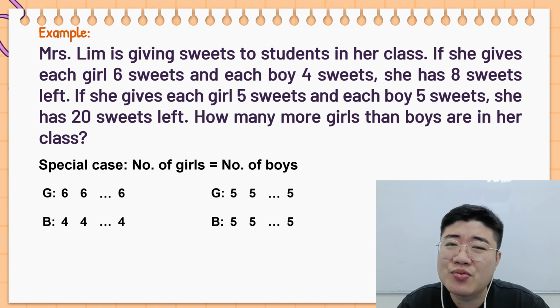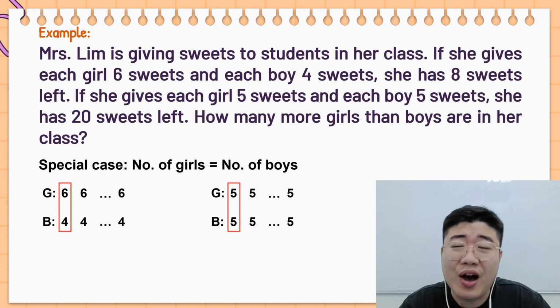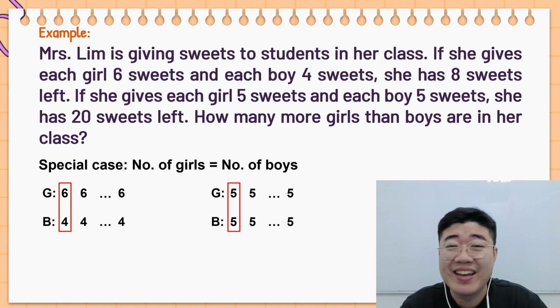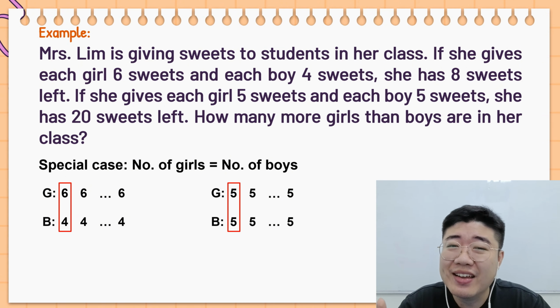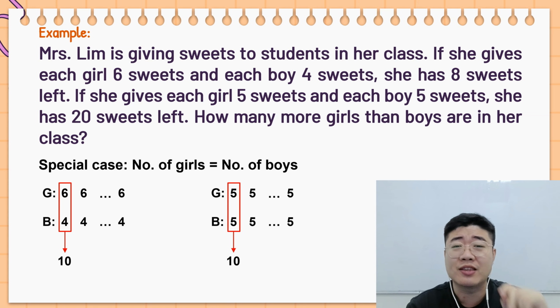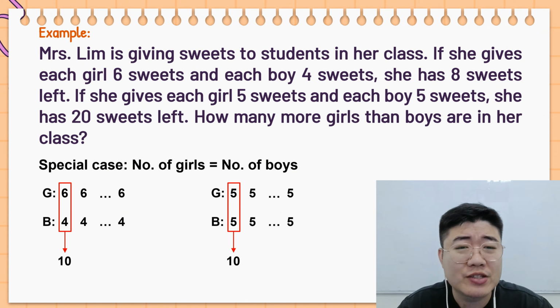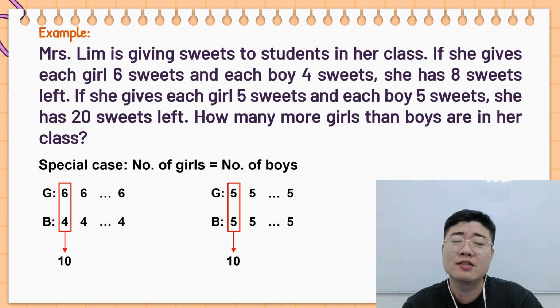So have you noticed one thing here? For the first time, one girl and one boy get a total of 10. How about the second time? The second time is also 10. So no matter how we change, whether it's the first time or the second time, the number of sweets given to one boy and one girl will always be the same.